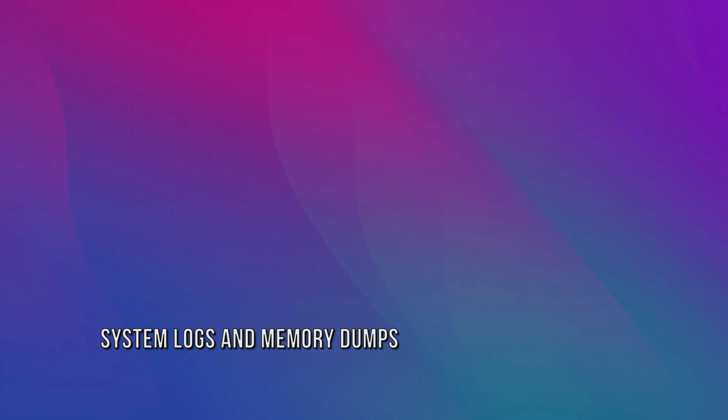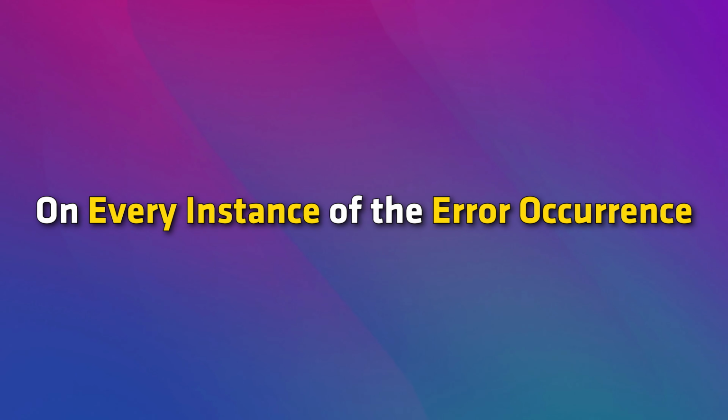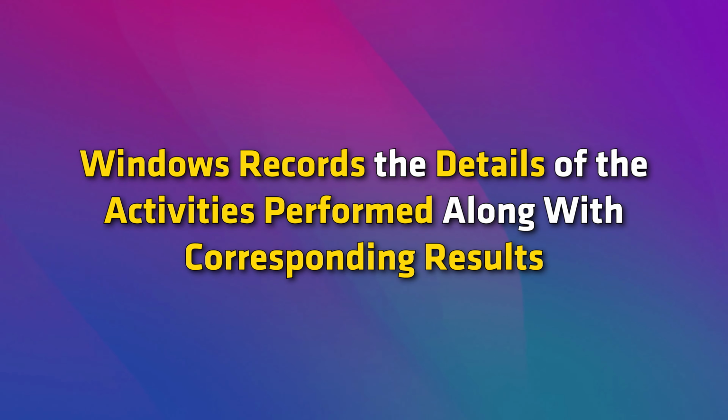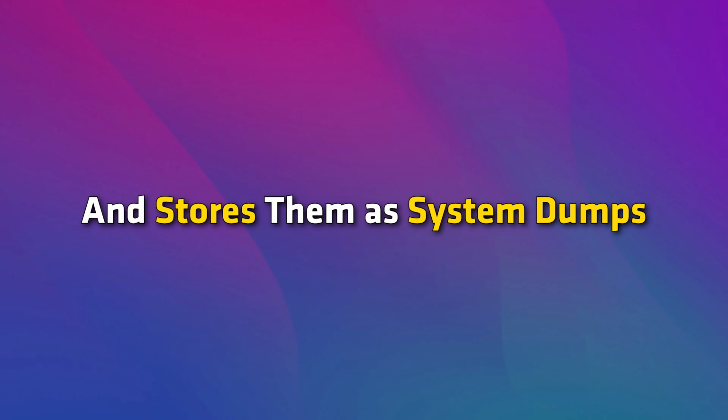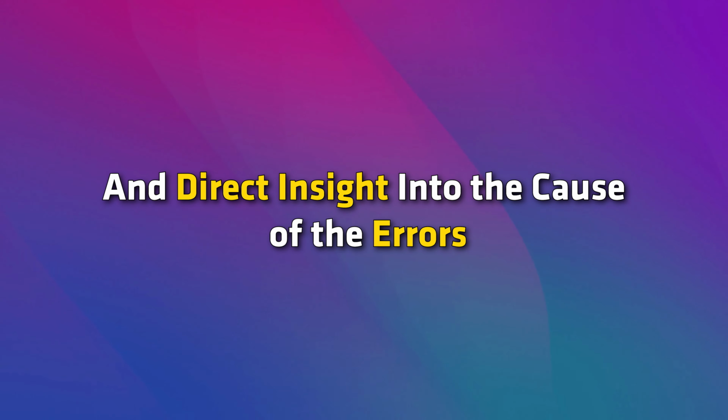Method 6. Check the system logs and memory dumps. On every instance of the error occurrence, Windows records the details of the activities performed along with corresponding results and stores them as system dumps. Analyzing these log files can provide helpful and direct insight into the cause of the errors.